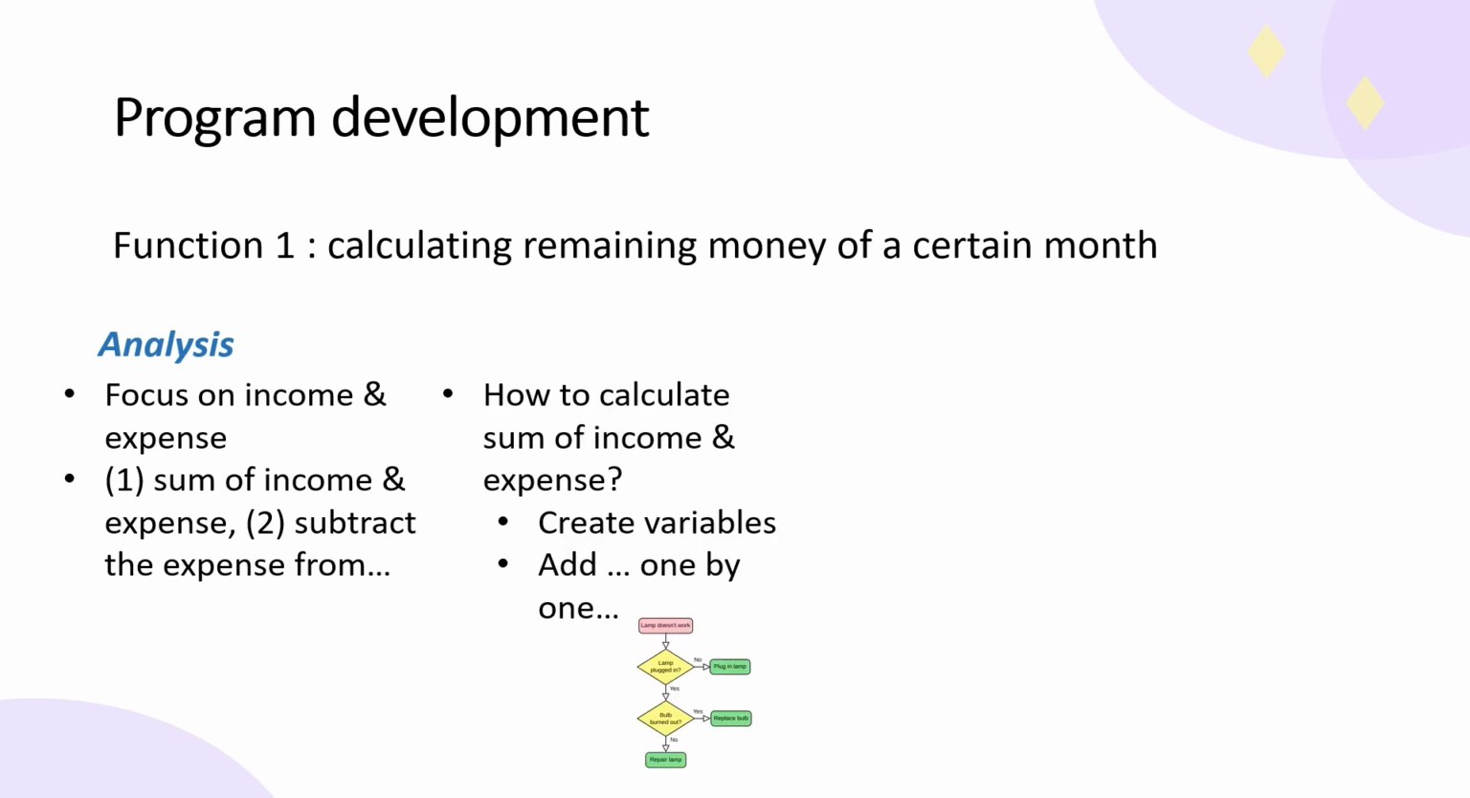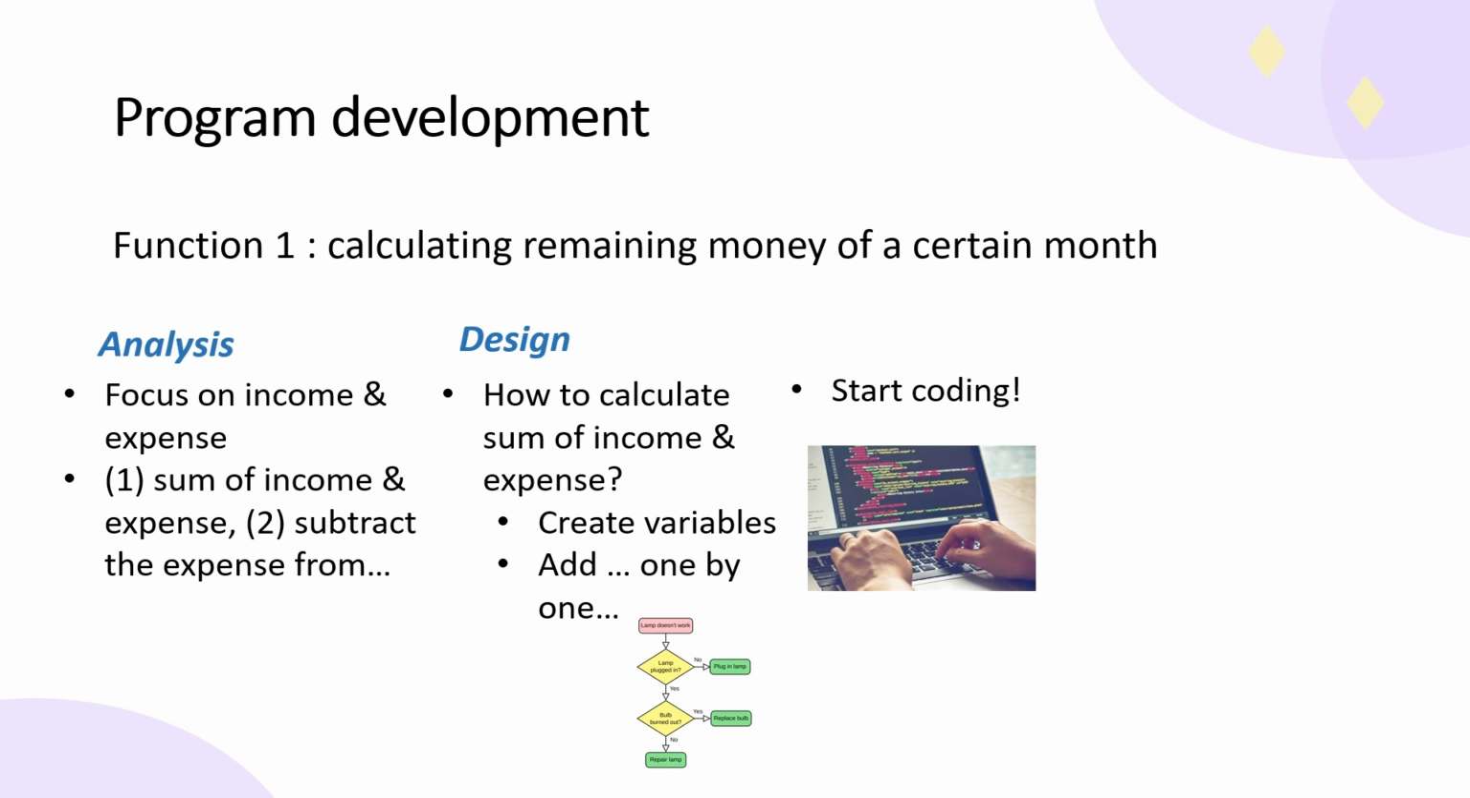After having ideas of how the steps of calculating remaining money might be, you may think, how can I calculate the sum of income and expense? First, I might need a variable to store the sum. Then, I need to add the income or expense one by one to the variable. The process of thinking how the program should be developed is called design. After designing how the program should be developed, what should we do? You start coding. So the next step is called coding for sure.